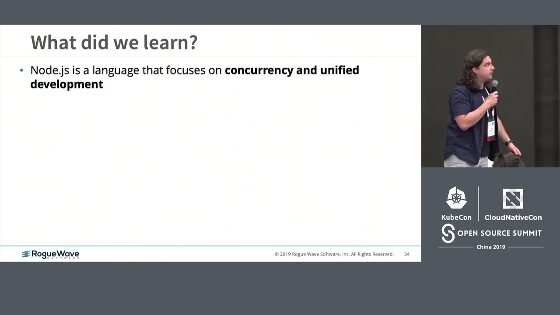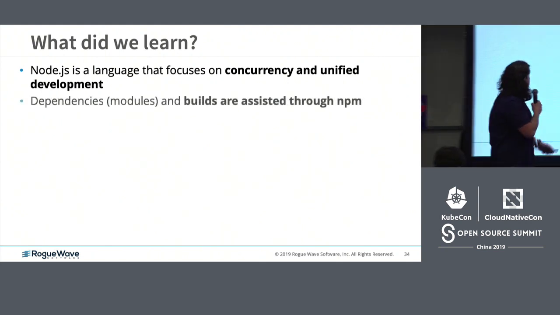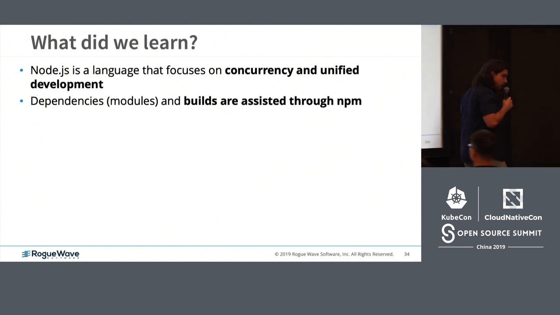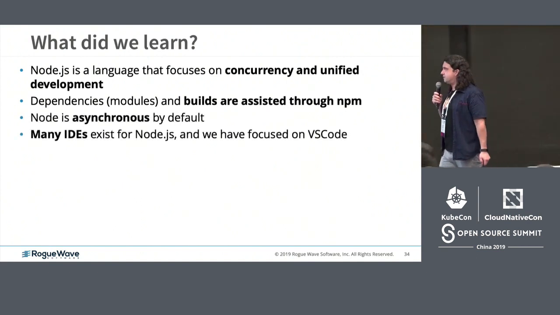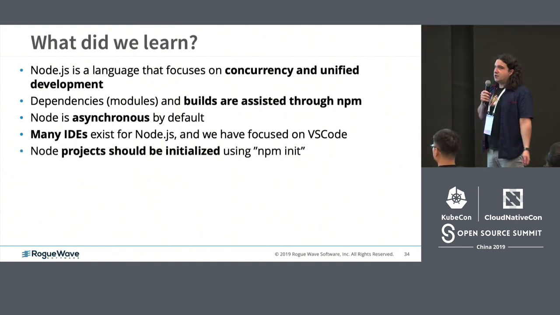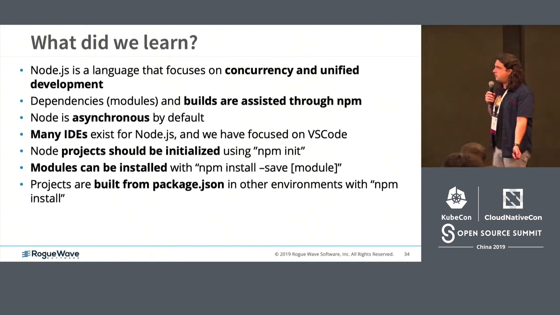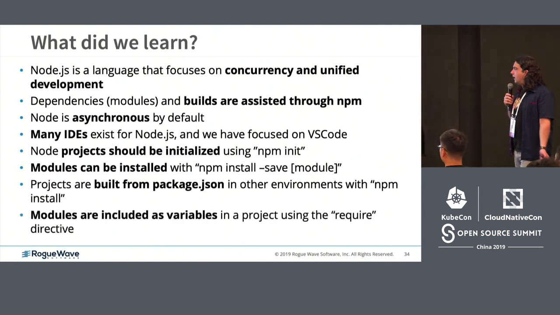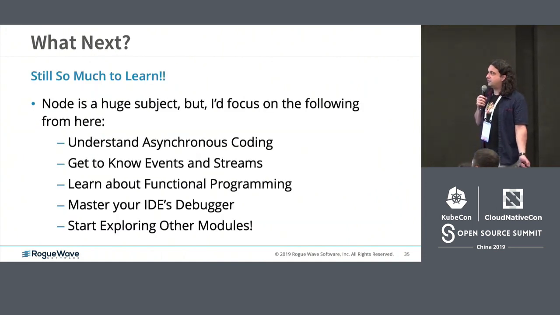Node.js is a language that focuses on concurrency and unified development under a single language. Dependencies are assisted through the Node Package Manager, which is no longer called the Node Package Manager. It is asynchronous by default. A lot of IDEs exist. You should initialize your projects using npm init. You can install modules with npm install. They're built from package.json when we install in a production environment. And they're included in variables using the require command. But there's still a lot to learn.